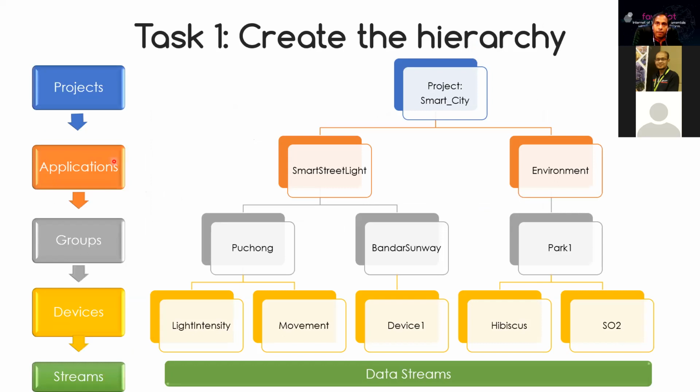Movement device one. Make sure the hierarchy is there, so movement is for Pucho, device 1 for Bandar Sunway. You can write it down first if you want to.